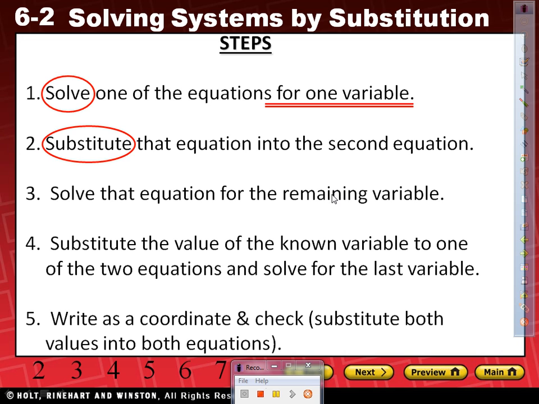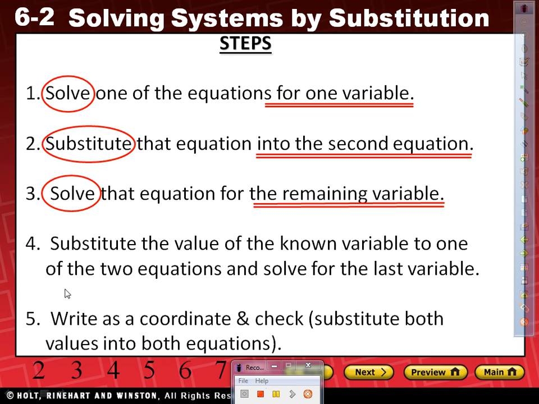Substitute that equation into the second equation, with your color code, if you have it. Step three, solve that equation for the remaining variable.